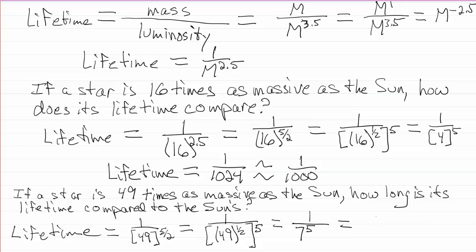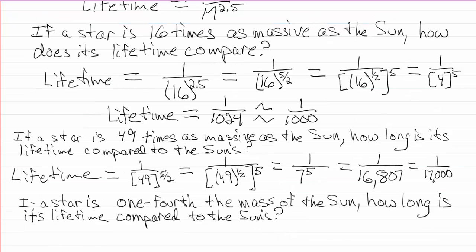When I do that on my calculator, I get 16,807, which I would just round to 1/17,000. And it's a much shorter lifetime. When it was 16 times as massive as the sun, it lasted 1/1000th as long. If it's 49 times as massive, its lifetime will be 1/17,000th as long. So amazing things happen. Let's look at one that's less massive than the sun. I said earlier that the general rule was that the more massive the star, the shorter its lifetime. Let's look at what happens when it has less mass.